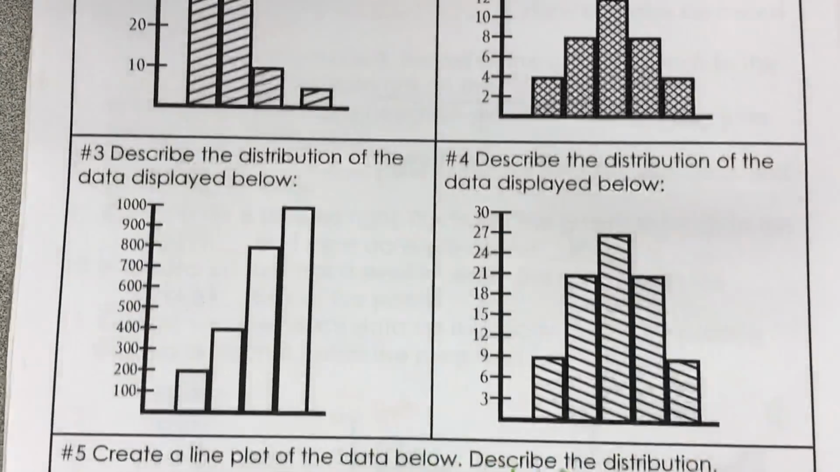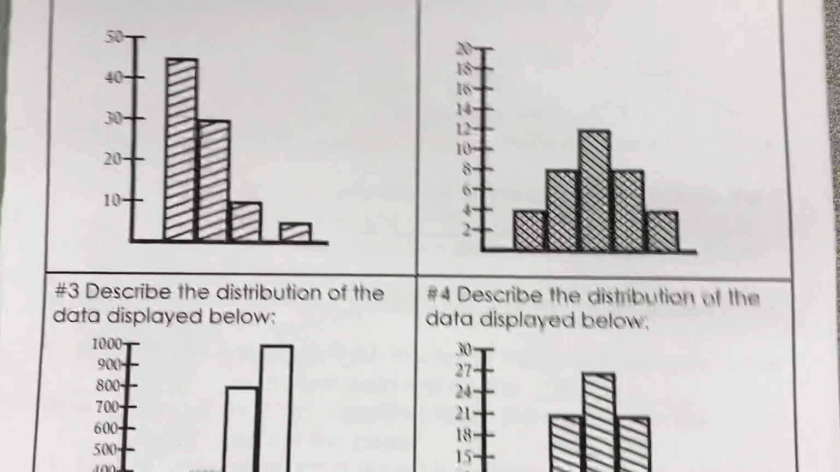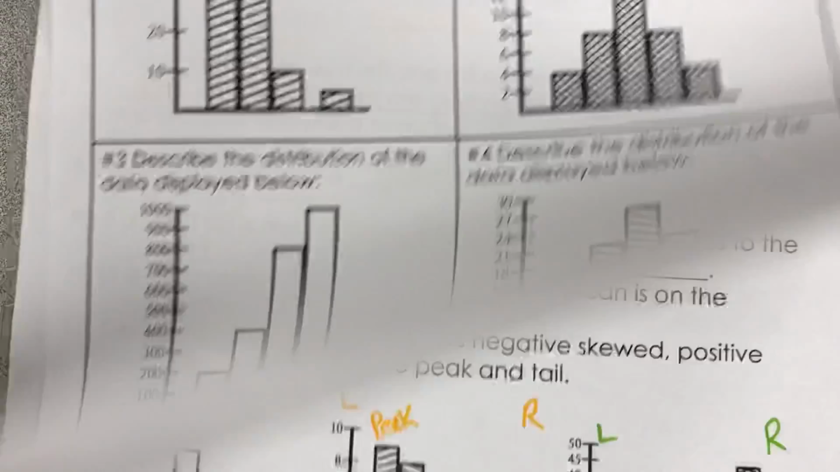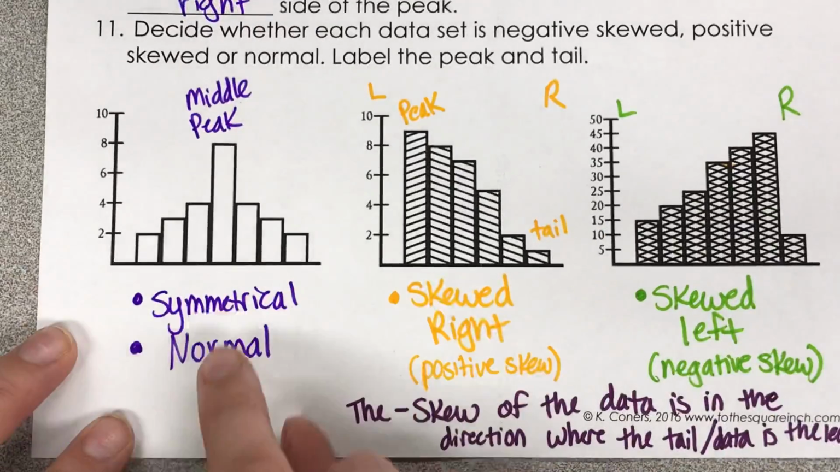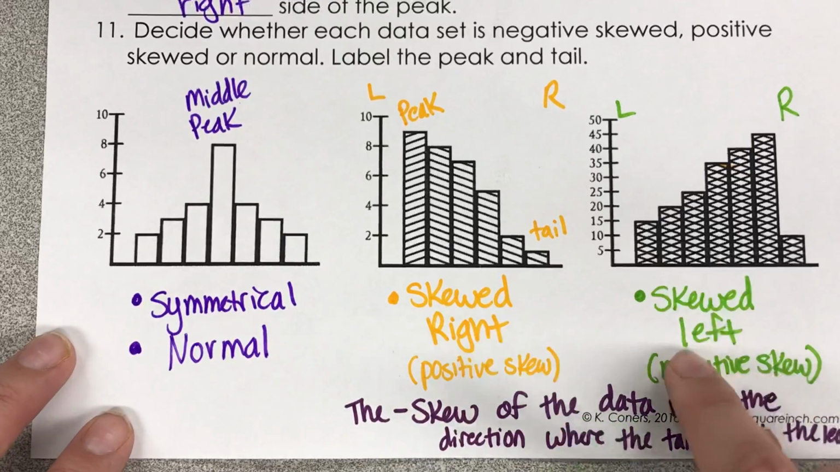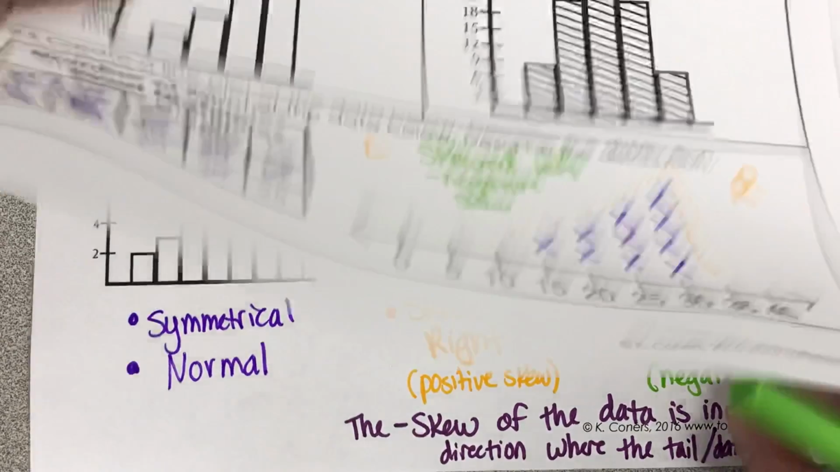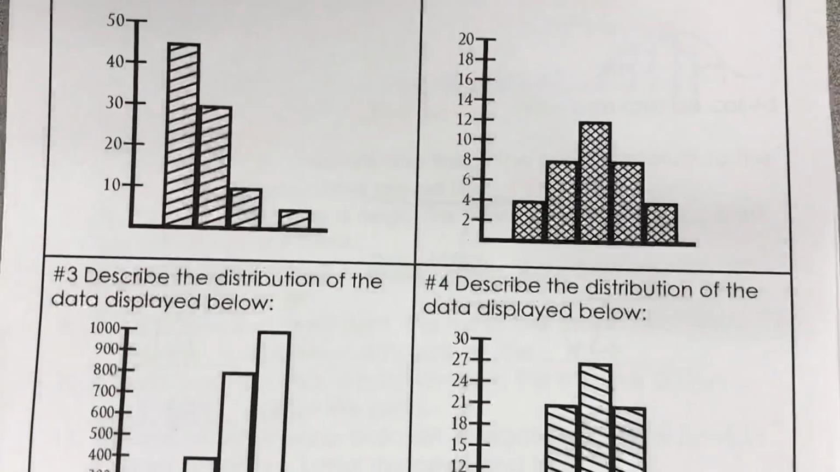So what you guys are going to do, make sure you have all this. And after you have that, make sure you go to the other problems, and you're going to need to tell me either it's symmetrical and normal, it's skewed right with a positive skew, or it's skewed left with a negative skew. I need this whole answer in your group work. Once you have completed that, you may move on to the next task.